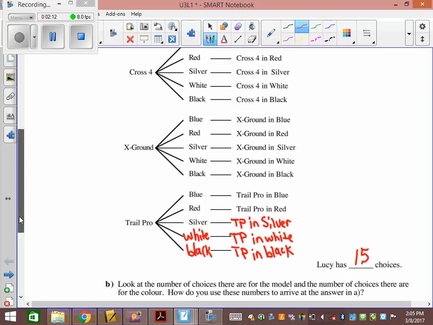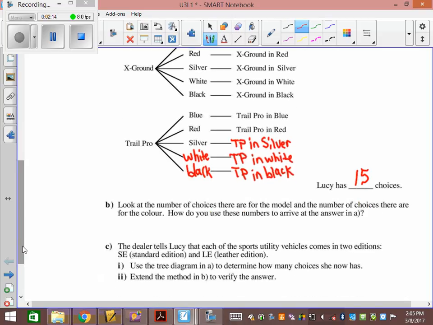So look at the number of choices there are for the model and the number of choices that there are for the color. How do we use these numbers to arrive at the 15? What could we do? There's 3 models, there's 5 colors. Yeah. So there's 3 times 5, so there's 15 options. So this is part of the fundamental counting principle.